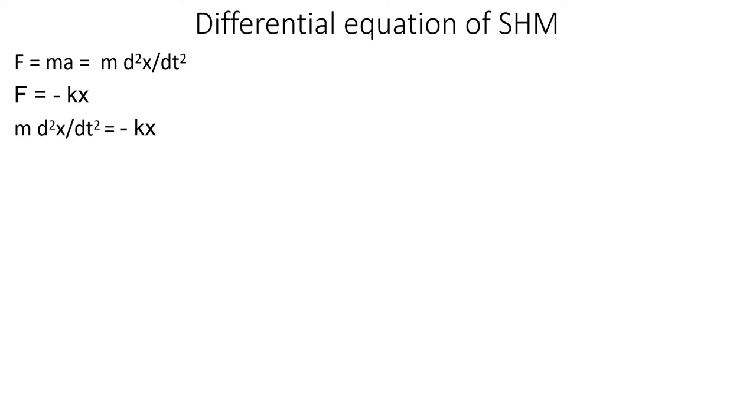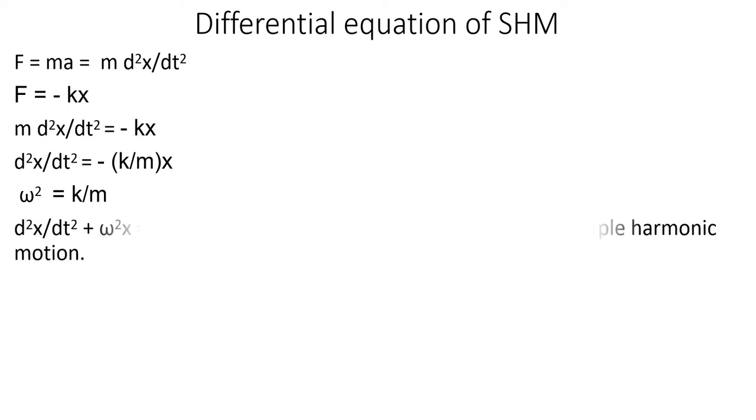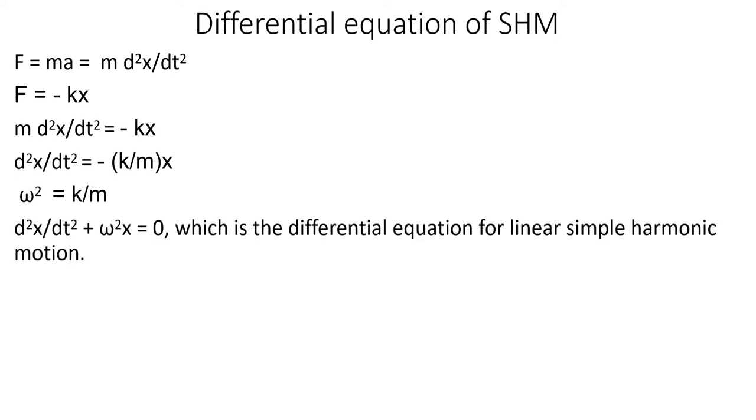So what you will get: m into d square x by dt square equal to minus kx, or we can write d square x by dt square equal to minus k by m into x. Instead of k by m, if we write it as omega square, what you will get is d square x by dt square equal to minus omega square x, or d square x by dt square plus omega square x equal to 0. And this is the differential equation for linear simple harmonic motion. Okay, this equation is very important: d square x by dt square plus omega square x equal to 0, where omega is known as angular frequency or angular velocity.